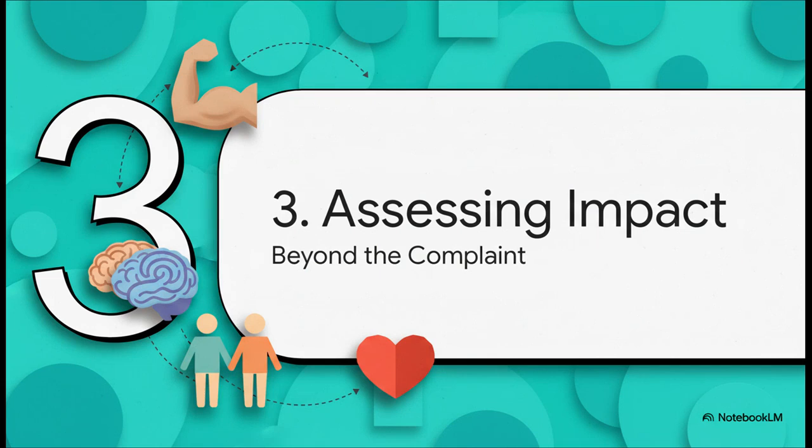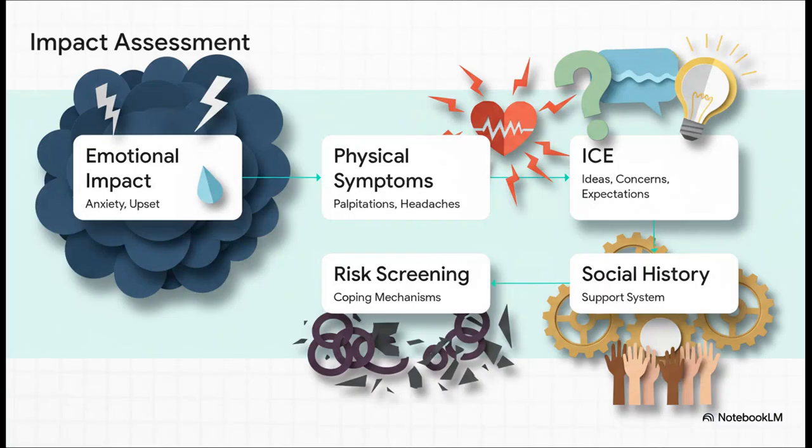Okay, now we're moving beyond just the complaint itself. You have to assess how this is affecting your patient's physical, mental, and social well-being. This is where you shift your focus from the problem to the person. Use this 5-step process to get a full impact assessment. You're checking for emotional and physical symptoms, understanding their ideas and concerns, figuring out their support system, and screening for any risky coping mechanisms. This ensures you don't miss anything critical.